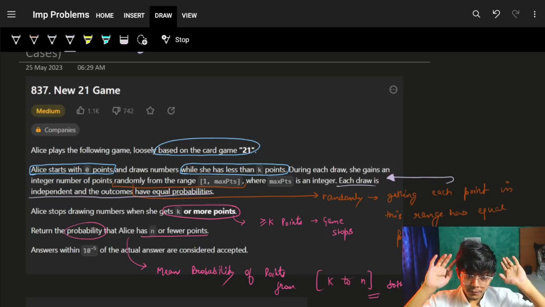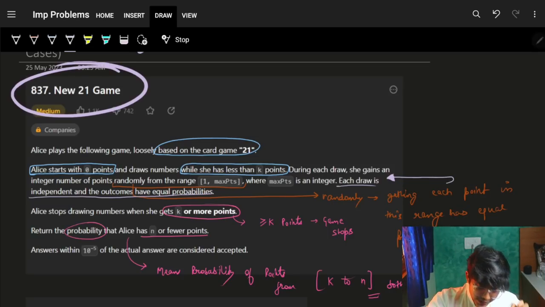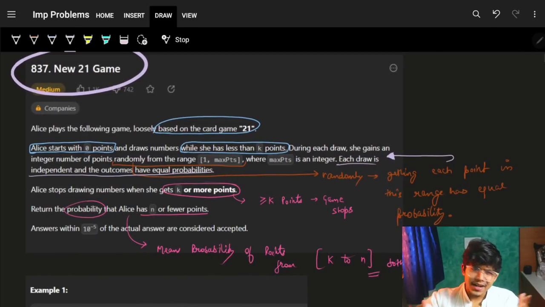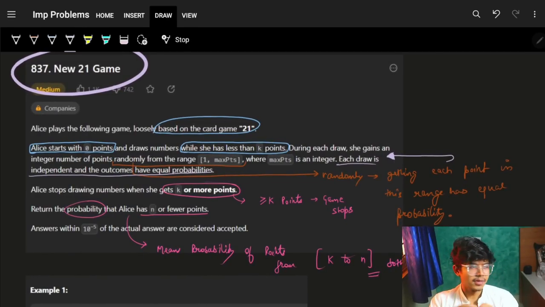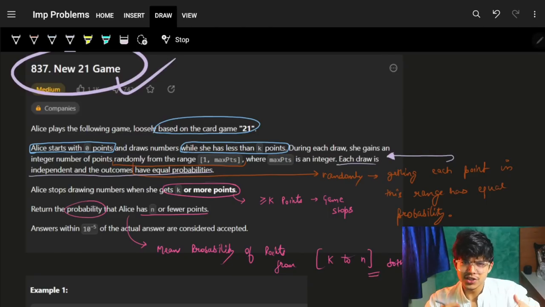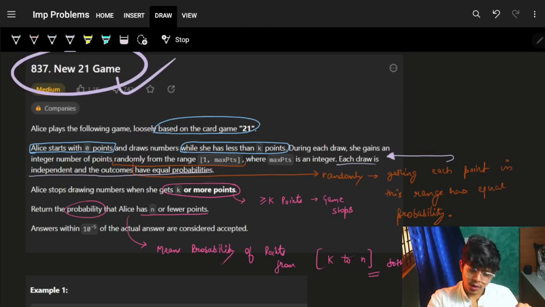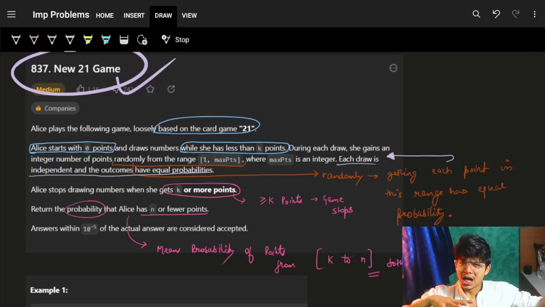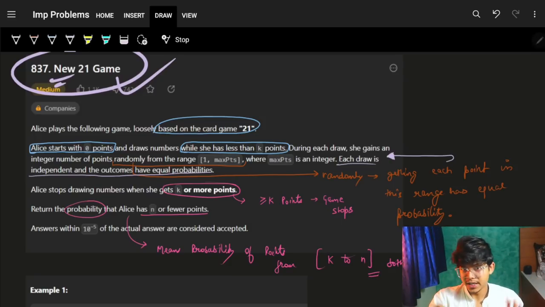But before that, let's start with the question itself. New 21 Game. It's a standard game in casinos and clubs, the 21 game, in which you have to go close to the number 21. Let's see how this modification works, because it's a new game, right? It's a New 21 Game.